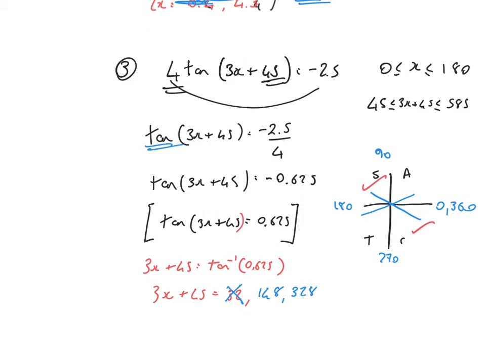Now remember that tan repeats after 180 degrees, and I need to exhaust all solutions within this range, between 45 and 585. Now if I add on 180 onto 148, that's going to give me 328. It's still within range. But I've already got that solution, so I don't need to write it twice. If I then add on 180 onto 328, I'm going to get 508, still within range. If I then add 180 onto that, that's going to give me 688, and I'm beyond the range that I'm looking at. So that's my solutions for 3x plus 45.